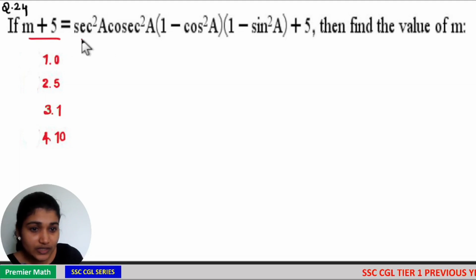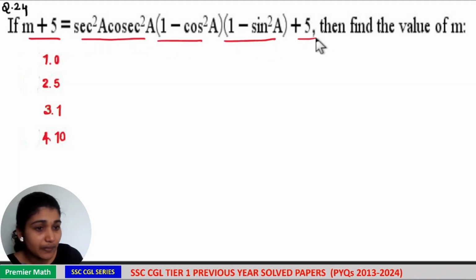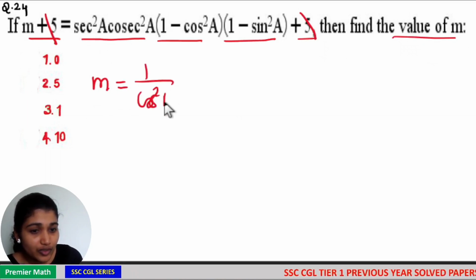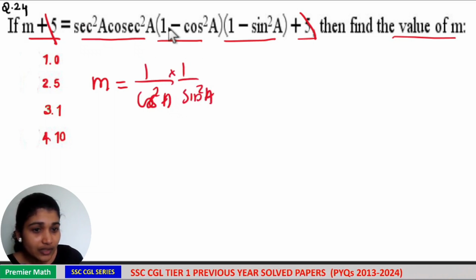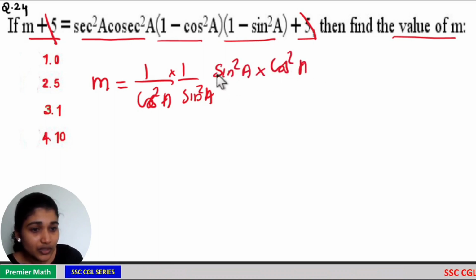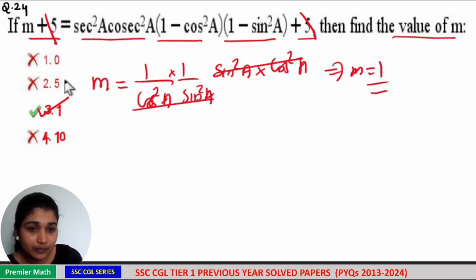If m plus 5 equal to 6 square a cos square a into 1 minus cos square a into 1 minus sin square a plus 5, then find the value of m. Here plus 5 and plus 5 cancel. So remaining m is equal to 6 square a is 1 by cos square a and cosec square a is 1 by sin square a. Here 1 minus cos square a is equal to sin square a and 1 minus sin square a is equal to cos square a. So here both cancel, which means m is equal to 1. Option 3 is your answer.